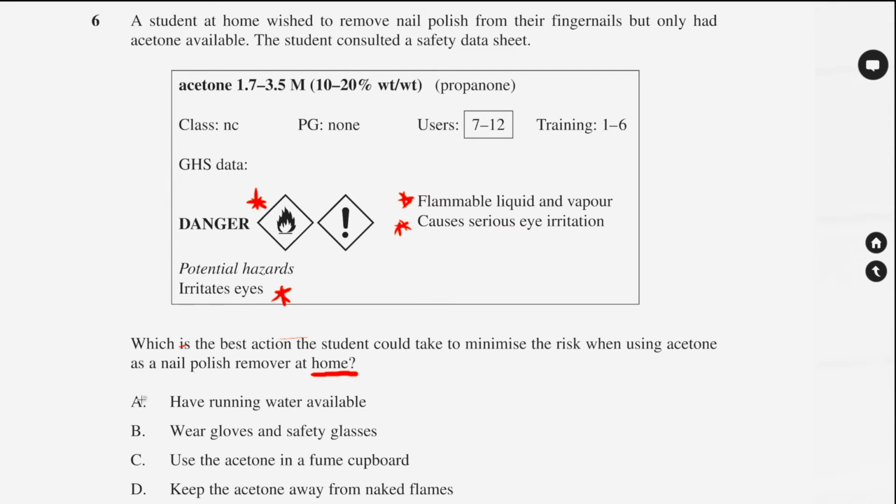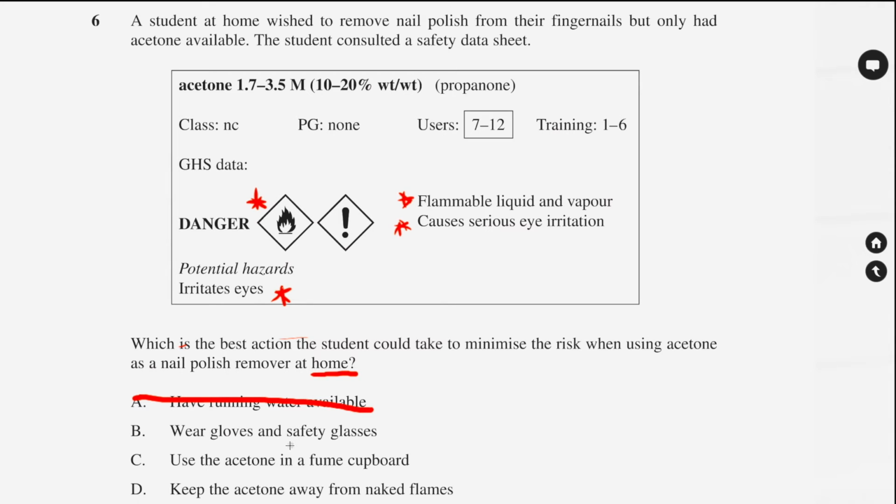So let's have a look here. In case of this, having running water available isn't really necessary. B, wear gloves and safety glasses. Now, that's something that I think is possibly what a lot of students put on here. The question across the state was about half the students only got this right. And let's have a look here.